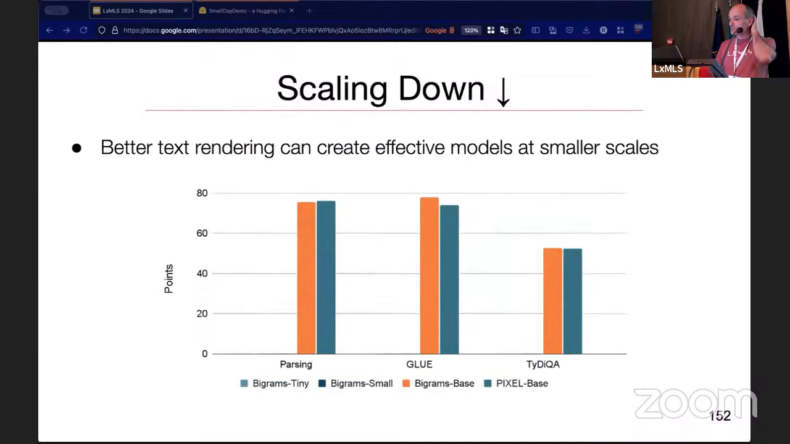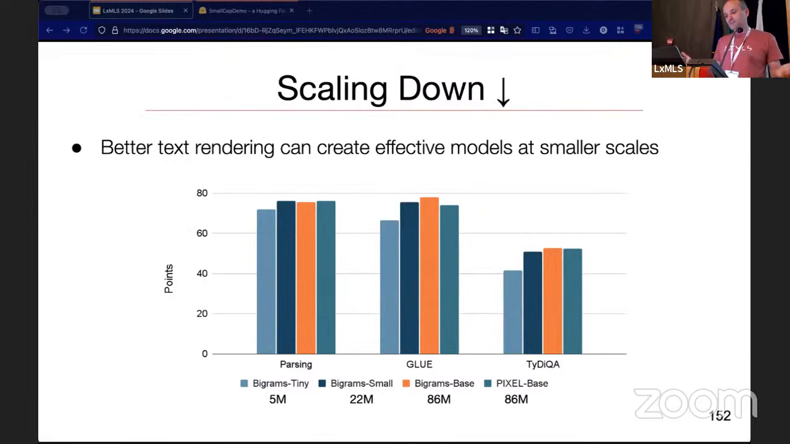And the other thing we can do is we can scale down, which not many people talk about. So these text rendering strategies help us to create really small models. So in the grayish green here, we have the pixel-based model. This was our wasteful approach. Then in orange, we have the bigrams model. This is at the 86 million parameter scale.